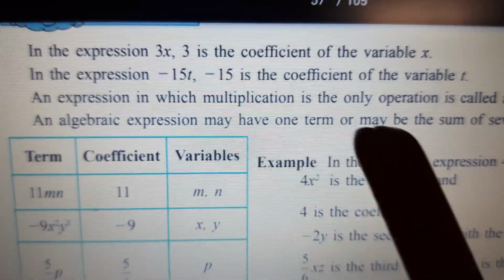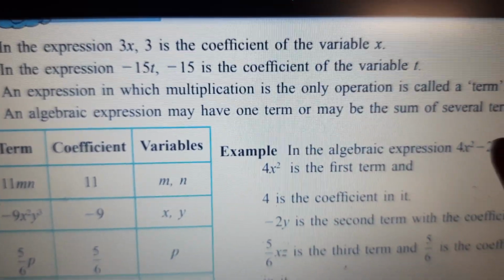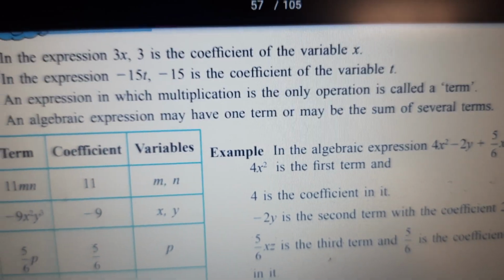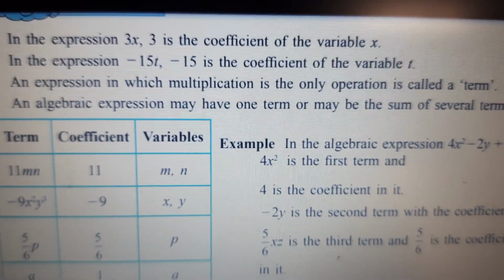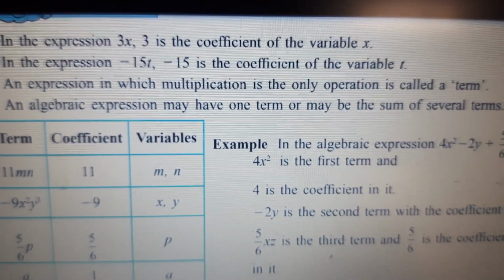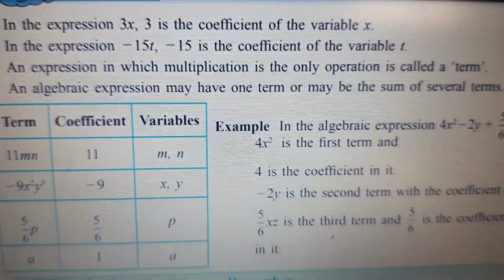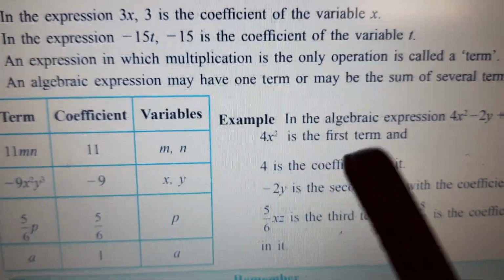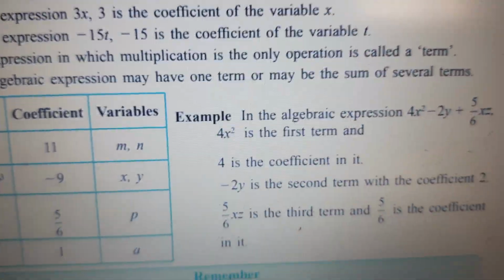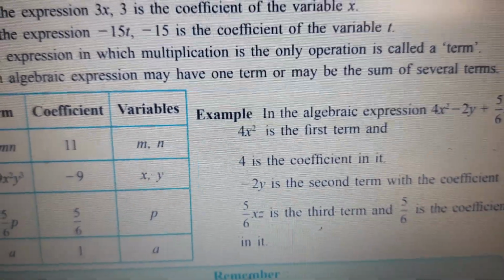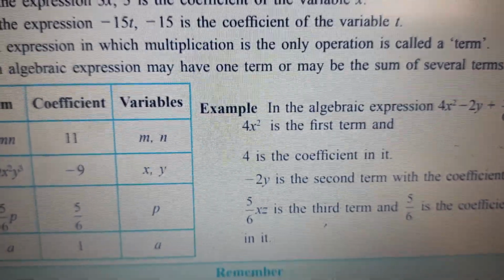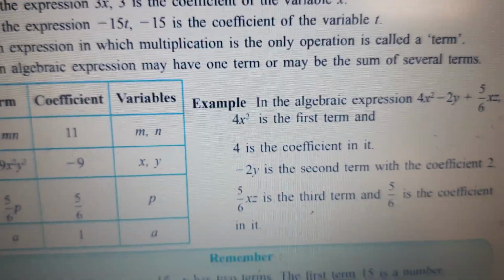So an expression in which multiplication is the only operation is called a term. So this is one term. You can see 3x. So an algebraic expression may have one term or may be the sum of several terms. That means many terms will be there, separated by a plus or a minus sign.